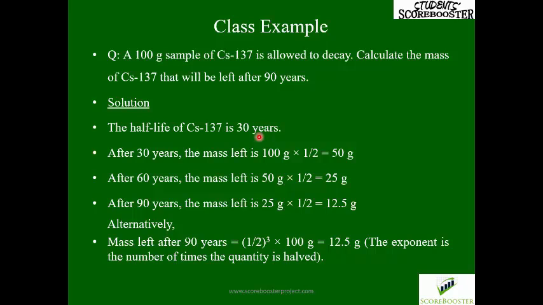So after 30 years, this is just a step-by-step approach. After 30 years, half will have gone, and the remaining half, 50 grams, is left. After another 30 years, making 60, the mass left is going to be half of that 50. After another 30 years, making 90, the half remaining is this. This is just a step-by-step approach to illustrate what we are seeing.